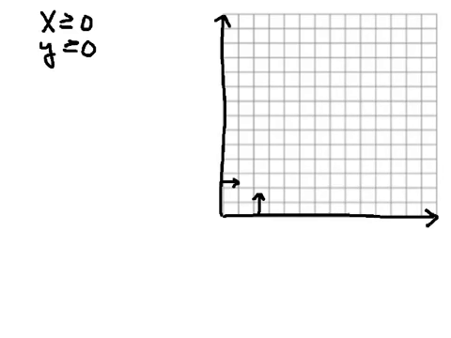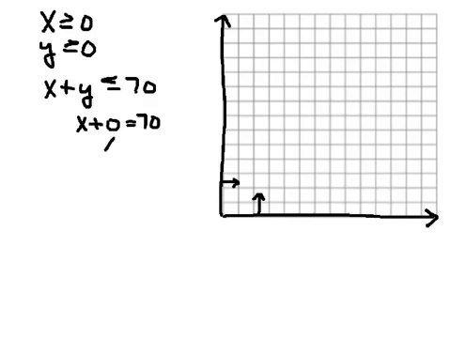So let's talk about our other ones. X plus Y is less than or equal to 70. It's easy to graph. We just need to use our intercepts, our y-intercept and our x-intercept. To find our x-intercept, we do y equal to 0 and solve for x. X equals 70. And then set x equal to 0 and solve for y. Y is 70.